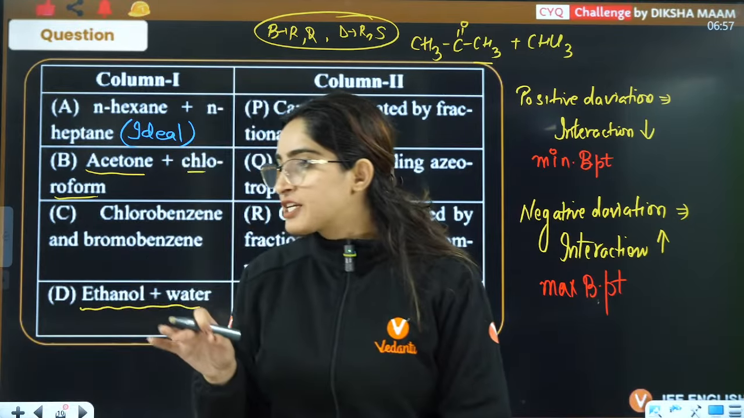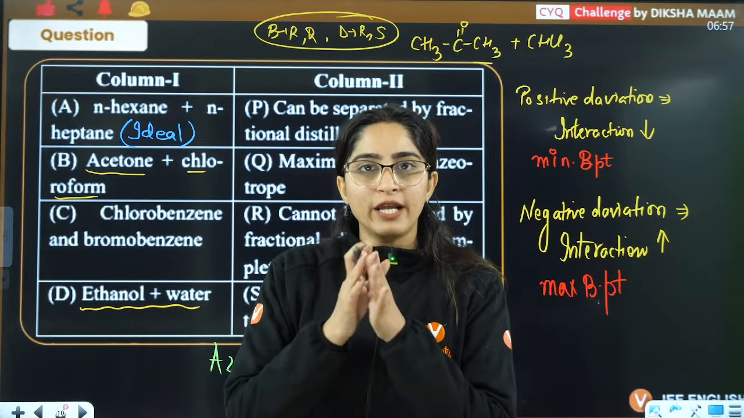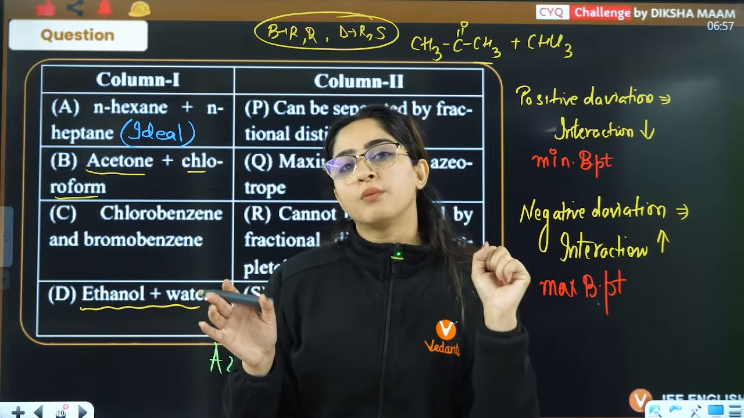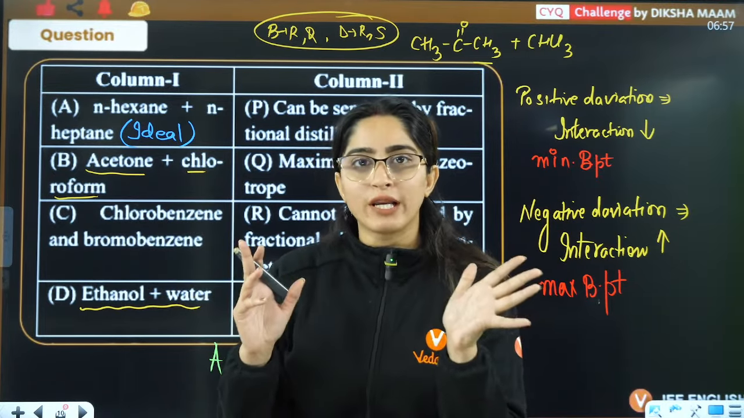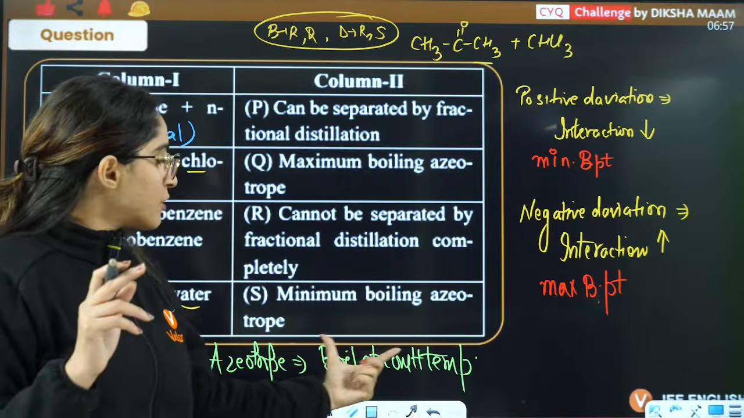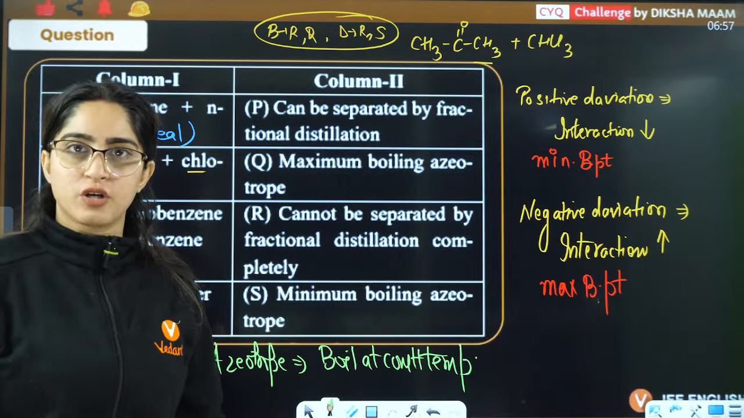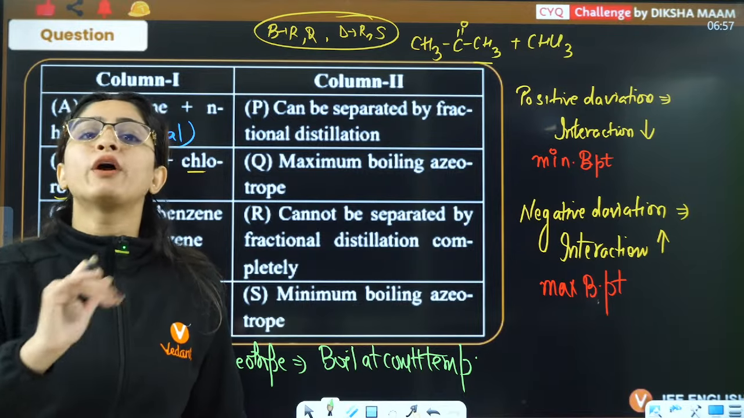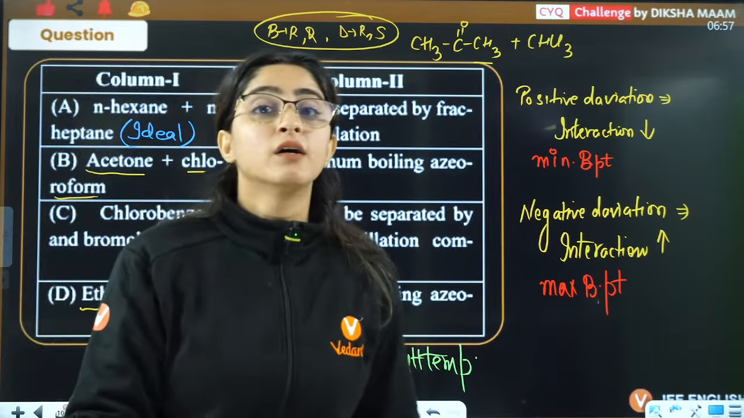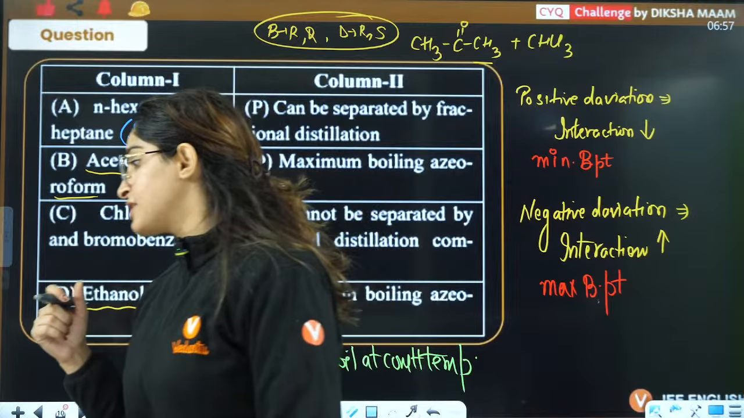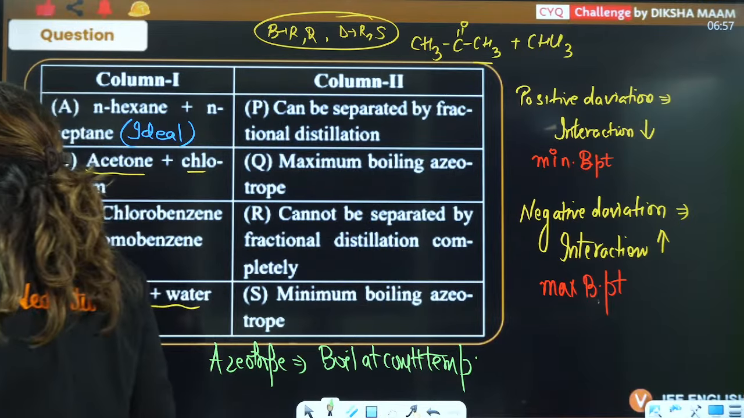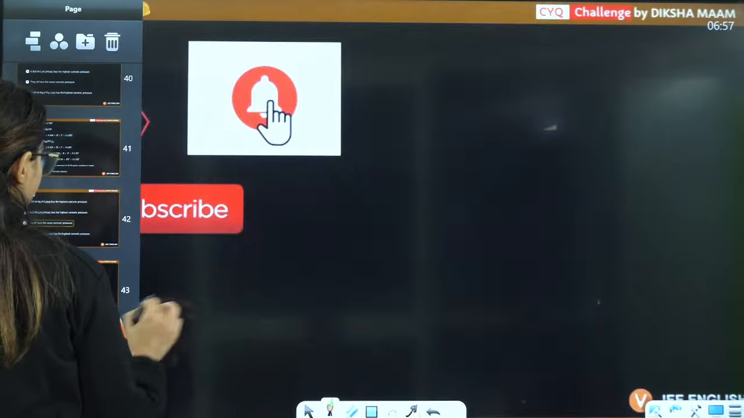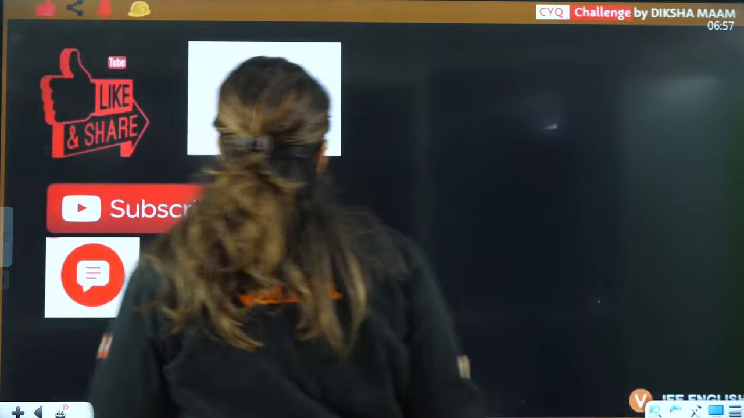And for separation by fractional distillation, boiling points should be different. In the solution, both the components should have different boiling points. But for an azeotrope, they start boiling at a constant temperature. Now, both of them don't have separate boiling points. When the boiling point is not separate, then how can they be separated by fractional distillation? Okay, so that was the case, right? Everybody understood. And that's it for today.